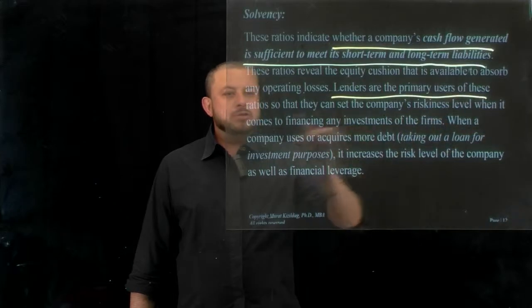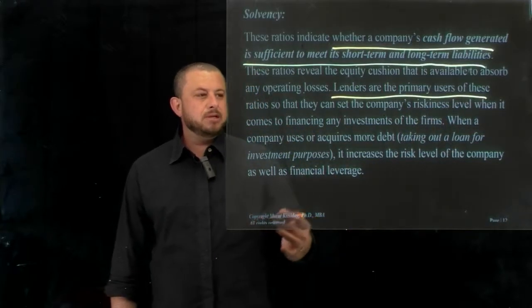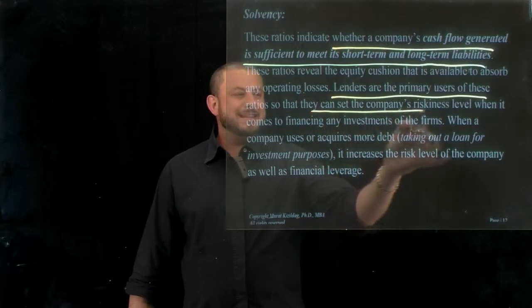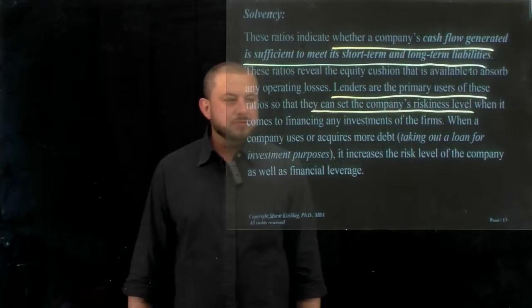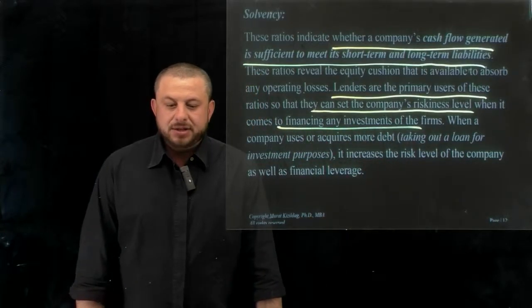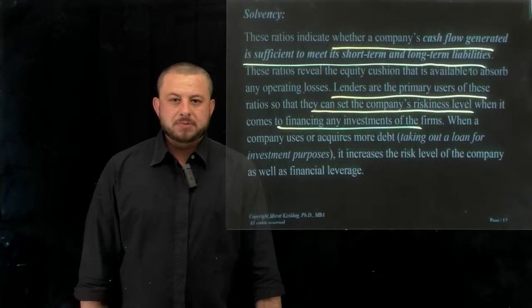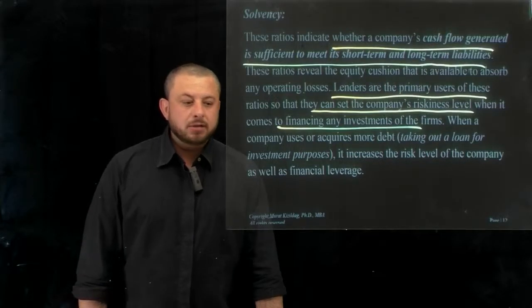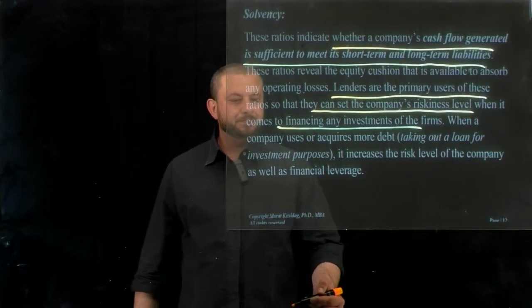Lenders are the primary users of these ratios, as we talked about: creditors, banks, and any lending companies, because those ratios set the riskiness level of the companies depending on the balance sheet as well. And when it comes to any investments or any additional loan application from hospitality companies, the users, the banks, take a look at their company's solvency ratios, okay?